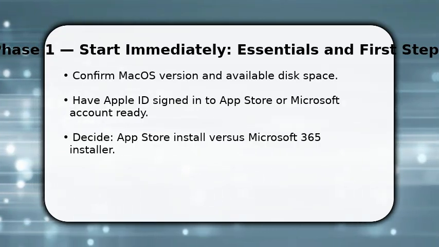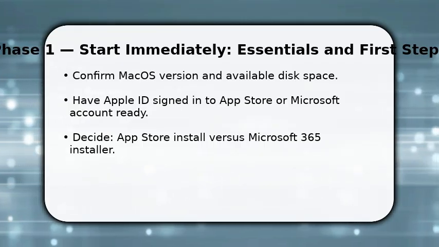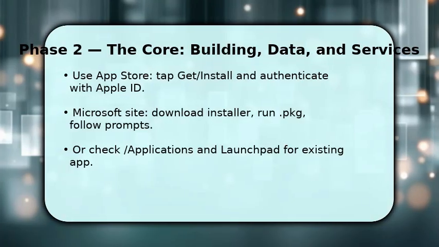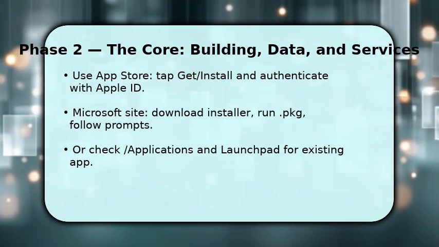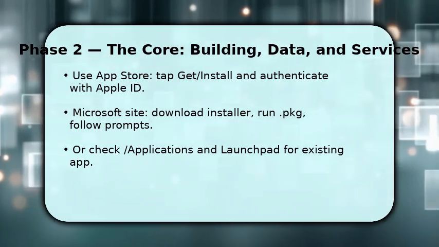If Spotlight shows nothing, open the App Store app immediately and search Microsoft Word to begin the download. This starts the process fast, and if you chose the App Store path, tap Get or Install and authenticate with your Apple ID. The App Store handles updates automatically.